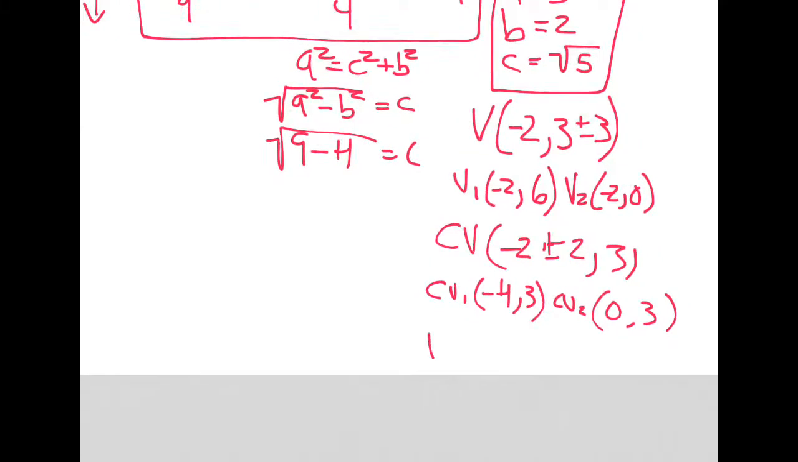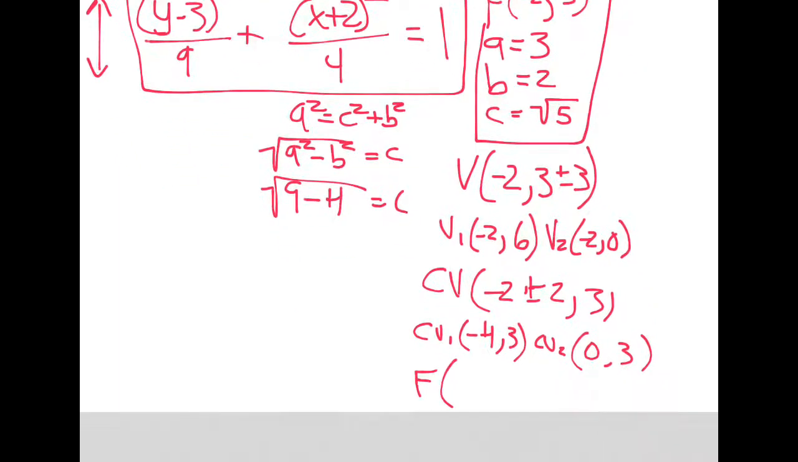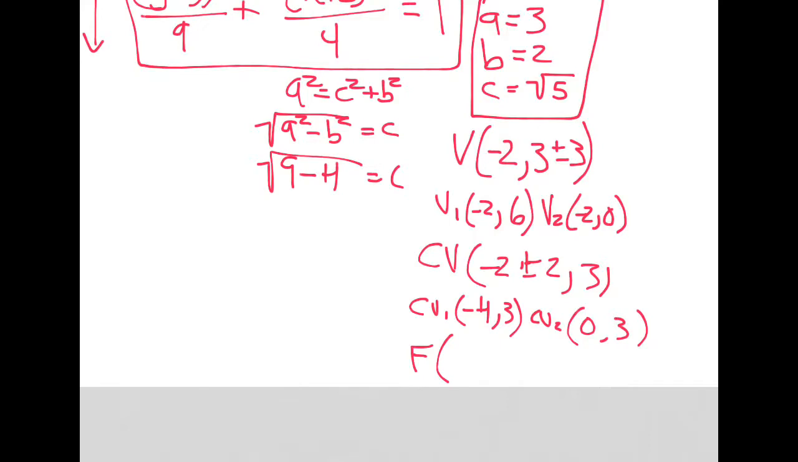Last thing we should find, how about the foci? Well, my c value is the square root of 5, which means I'm going to write my foci as, first off, they have to be up and down because our major axis is vertical. So I'm going to take the x value of the center. That's going to remain the same since they're in line up and down. And I'm going to change the y value, which was 3, but I will add and subtract the square root of 5. There you have my foci, my co-vertices, and my vertices.